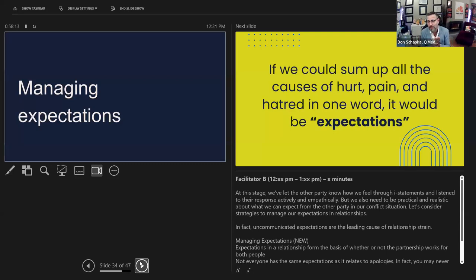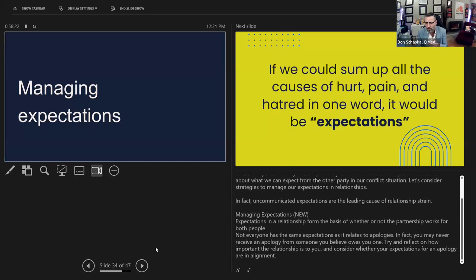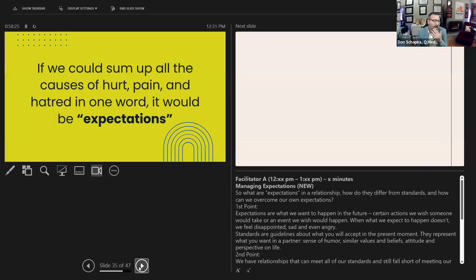Now we start talking about managing expectations. And this goes back to what I was saying. Uncommunicated expectations are the leading cause of relationship strain. It is a really out there sort of idea that we've come up with in this about expectations. But when it's broken down, because it's not really discussed, and that's what I mean by out there. We're certainly not breaking the wheel here, or inventing the wheel, sorry.